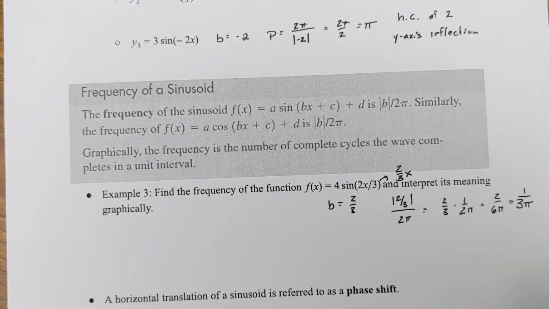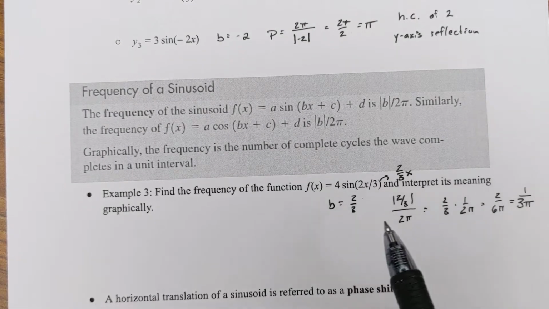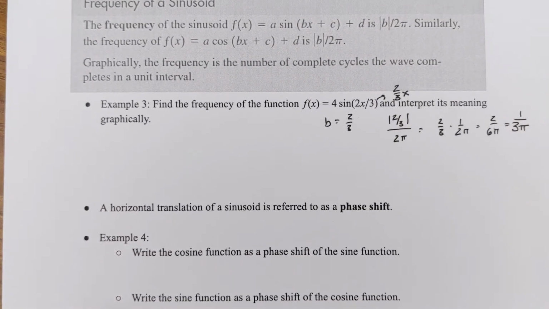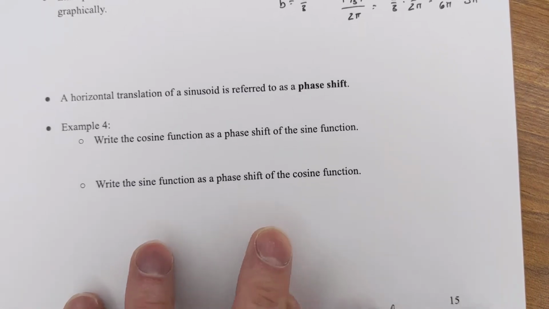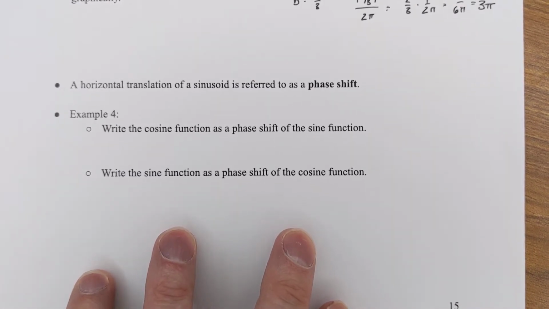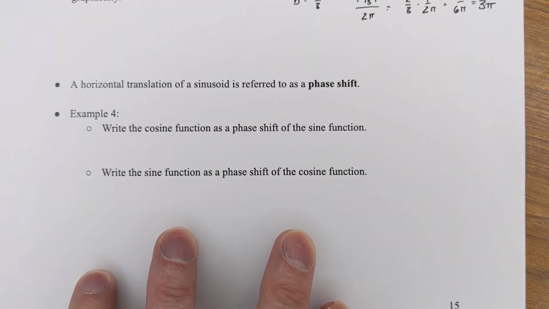Whoops, 1 over 3 pi. So there we go. And if you actually calculate the period, you'll get 3 pi. Now, you have all the regular transformations for regular graphs. You can stretch, compress, flip, or y-axis reflect, x-axis reflect. You can move the graph up or down.